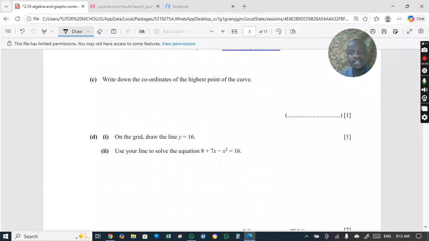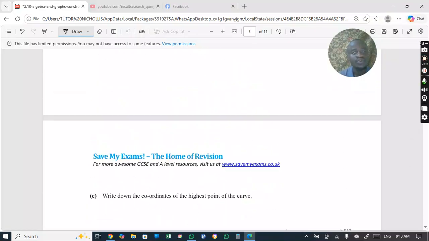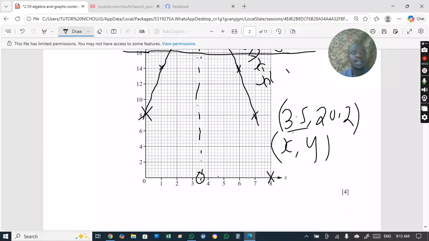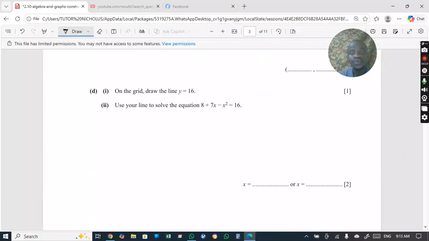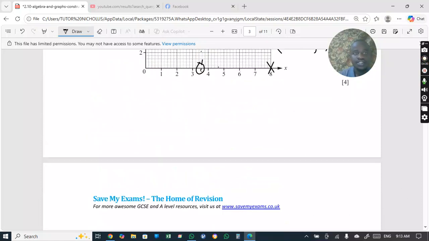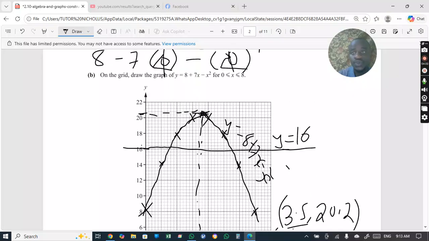Then the second question, draw the line y is equal to 16. You check where the y is at 16, then you draw a horizontal line passing through it. Then you must name it y is equal to 16. After doing that, you proceed to the other question. Use your line to solve the equation. What the marker wants you to do is to check where the line and this particular curve meet.